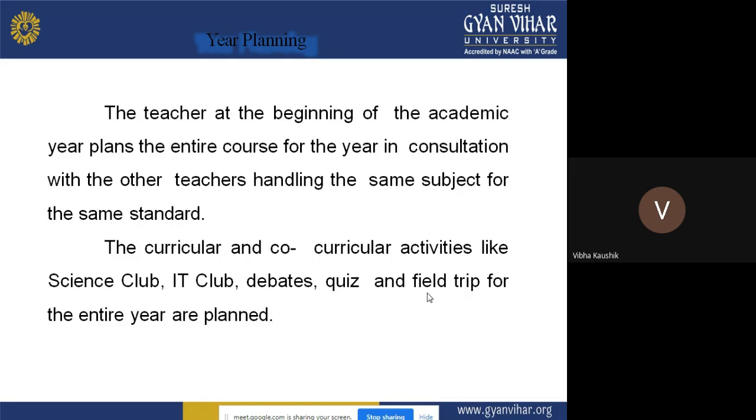And the co-curricular activities: for this topic, I will take the students on a field trip. For this topic, I will organize a debate competition in my class. For teaching this topic, I will teach students with the role play method. These are the different curricular and co-curricular activities that are designed or planned by the teacher when he is starting the academic year.